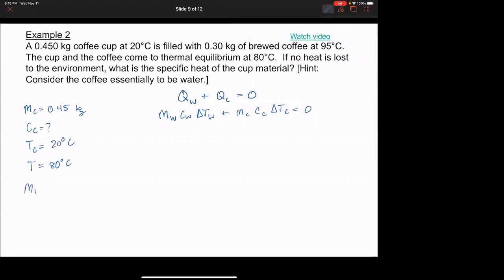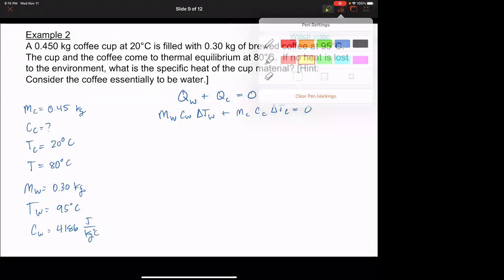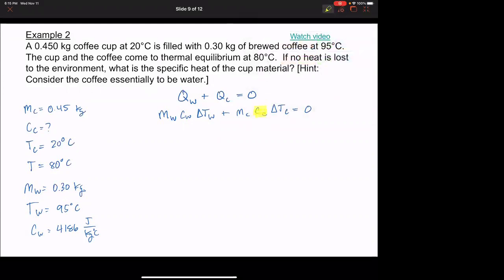We know the mass of the water is 0.30 kilograms. That's our coffee inside the cup. We know the temperature of the water is 95 degrees Celsius to begin. And I do know the specific heat of water, 4186 joules per kilogram Celsius. So now we want to find the specific heat of the cup. So our goal is to find the specific heat of the cup.